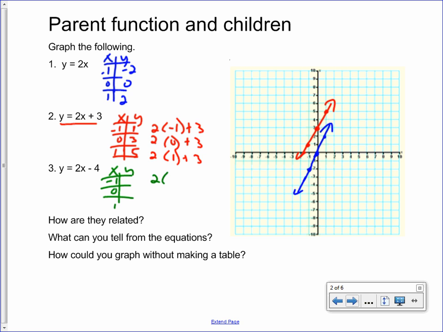if I put in a -1, I would get a -6. If I put in a 0, I get a -4. If I put in a 1, I would get a -2. So I get a -1, -6. I get a 0, -4. I get a 1, -2. So I would have this line right here. And so how are they related? Well, we could easily say that they have the same slope.